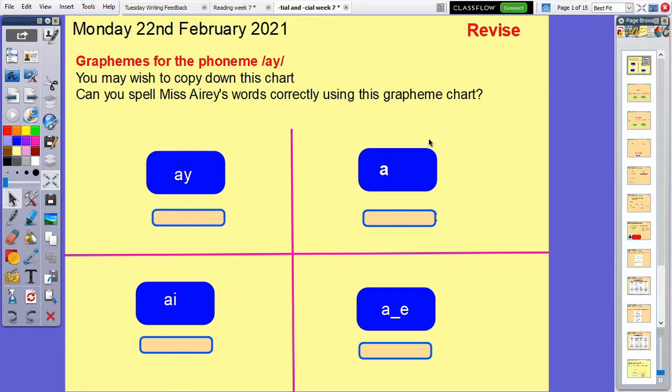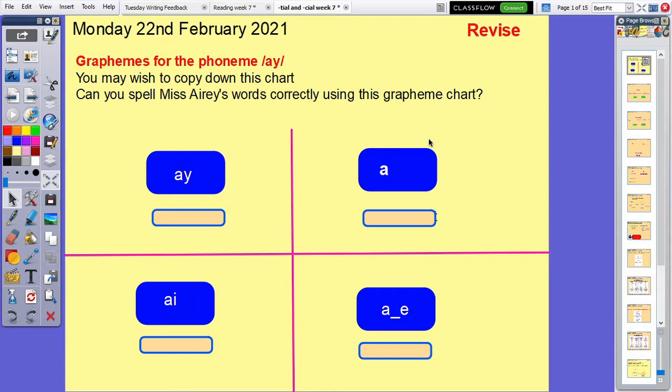Okay, now that you have written down these graphemes, I'm going to give you 4 spellings, and I would like you to first of all spell the words correctly and link them, so write them underneath the correct grapheme. So here we go, here's your first word.